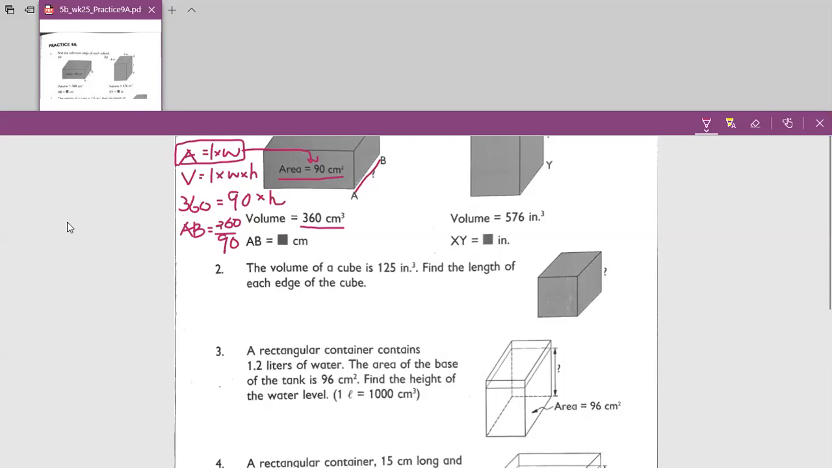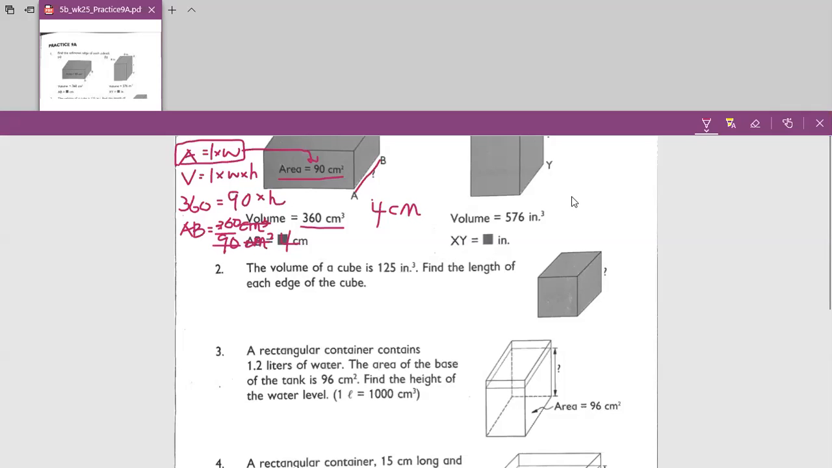Grace, can you tell us what is the answer? 360 divided by 90. Okay. Sorry, let me write it this way, okay? This will be more clear. 360 centimeter cube divided by 90 centimeter square. Please mute yourself so we won't have any echoes. Okay, so over here, we still have 4 centimeters left. So this would be the answer. Okay?